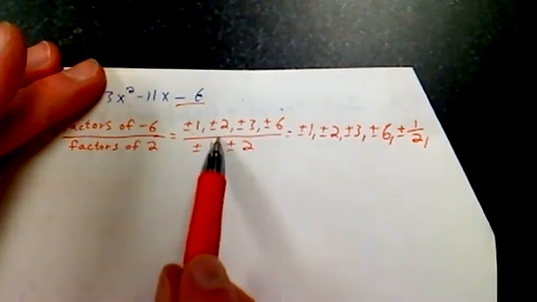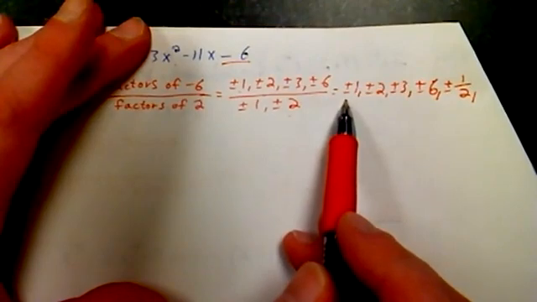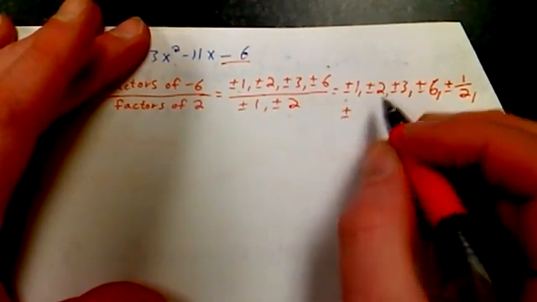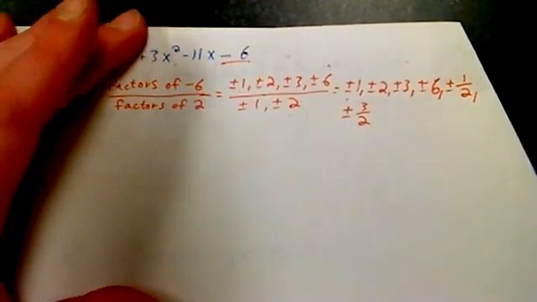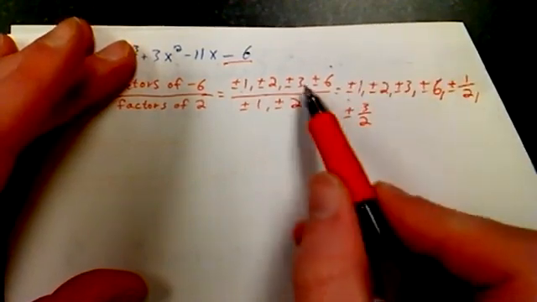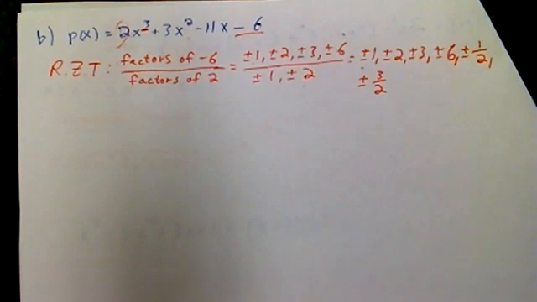Now, if I take plus or minus 2 over plus or minus 2, well, that's plus or minus 1. I already have that. Plus or minus 3 over plus or minus 2 is just plus or minus 3/2. And plus or minus 6 over plus or minus 2 is plus or minus 3, which I already have. So you do encounter a lot of overlaps. You don't have to write them down again. But what I've got to do is start checking these to see which one's a 0.